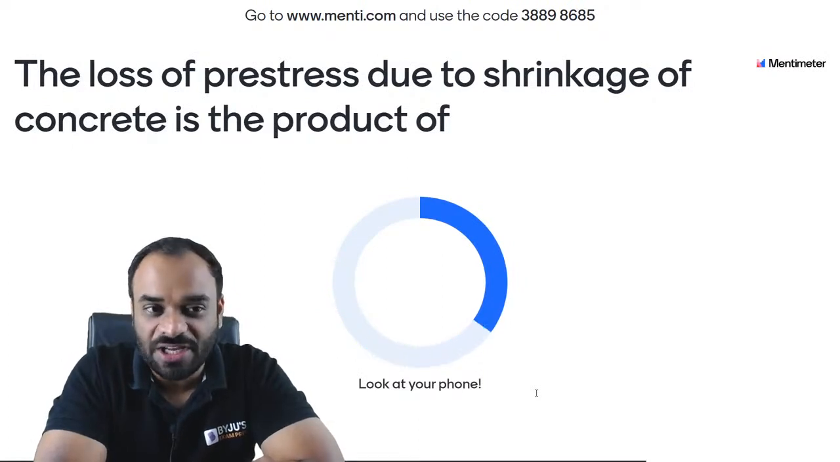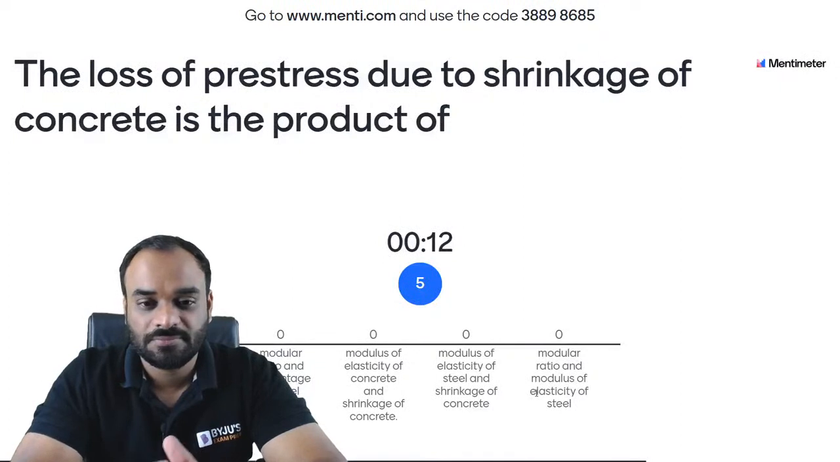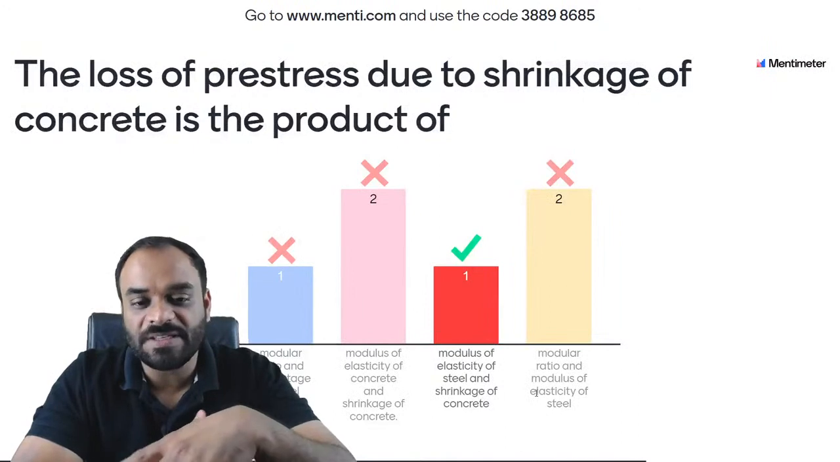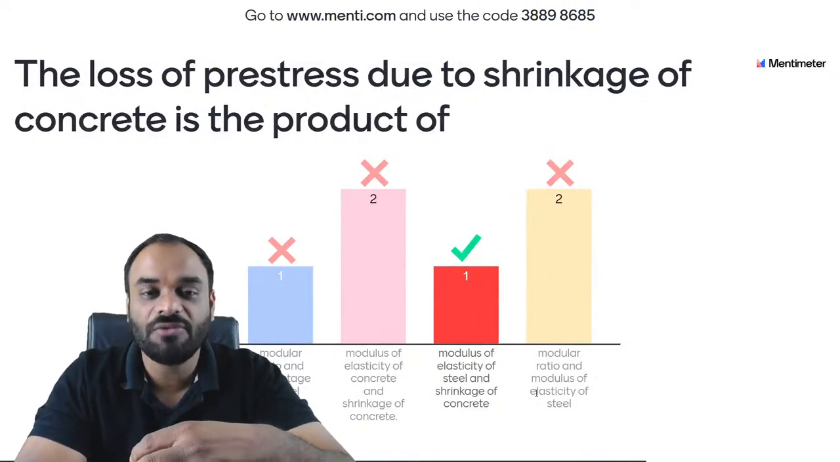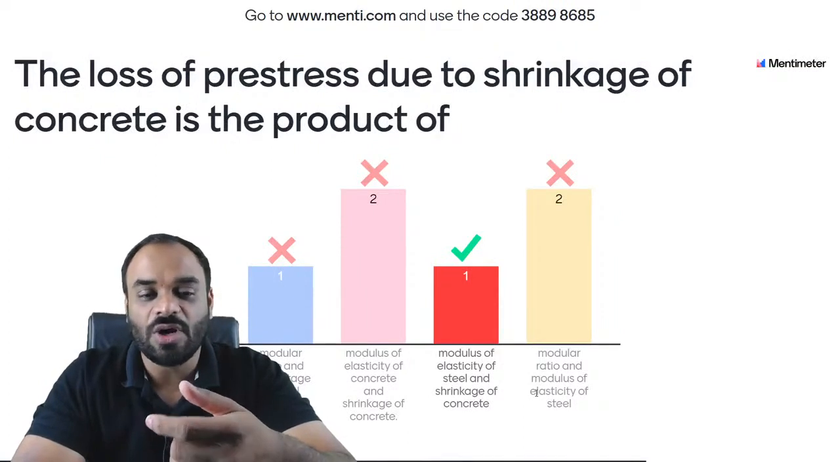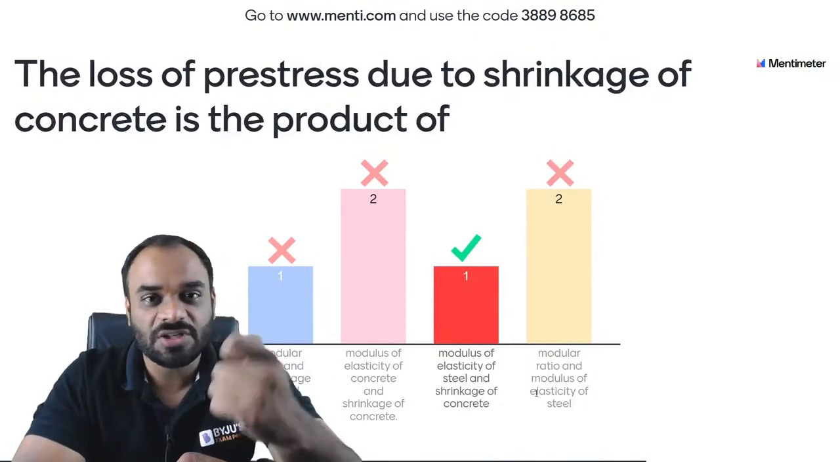The loss of pre-stress due to shrinkage of concrete is product of what? So it is basically C, modulus of elasticity of steel with the shrinkage of concrete value, right? Because we need to calculate the loss of pre-stress in the reinforcement. So how much pre-stress is lost, basically? How to calculate this? You just have to multiply the modulus of elasticity of steel with the shrinkage strain value, okay?